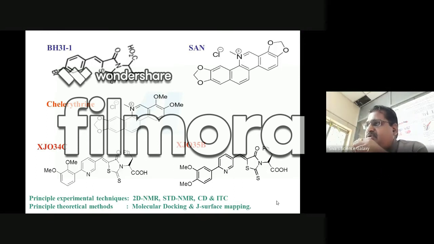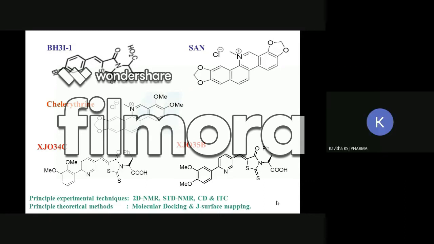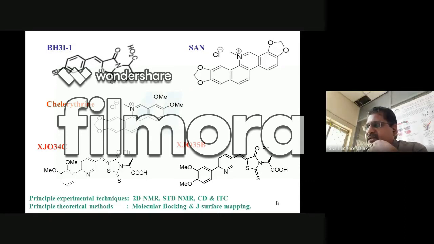The position is the only difference, the methoxy group in 34. So you have to consider the 6-membered ring. The position where the 6-membered ring is joined is position number 1. The two methoxy groups are attached at positions 2 and 3 in the case of XJ34. In the case of XJ35, they are at 3 and 4, otherwise there is no difference at all. So the two ligands can be called structural isomers.